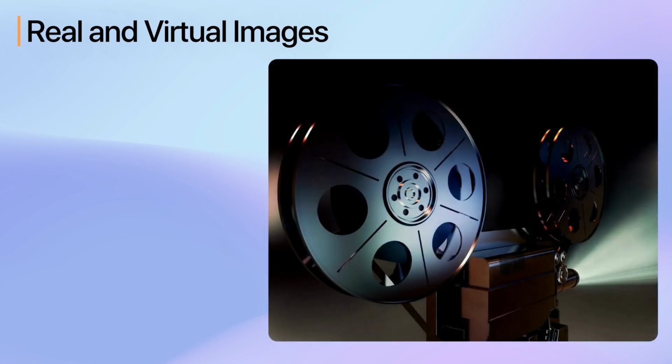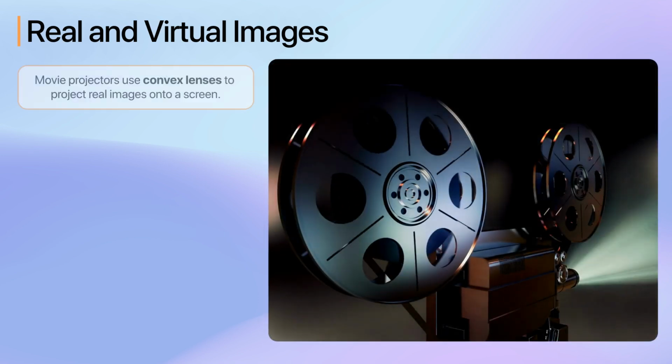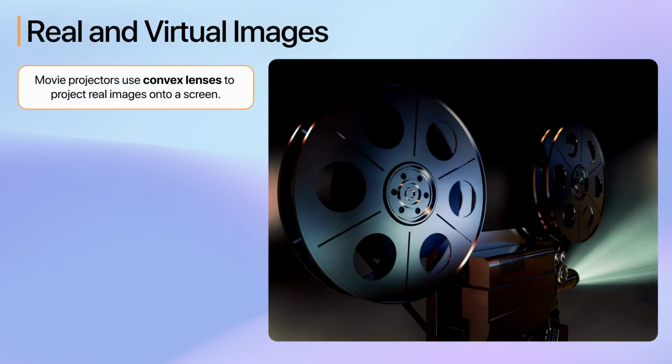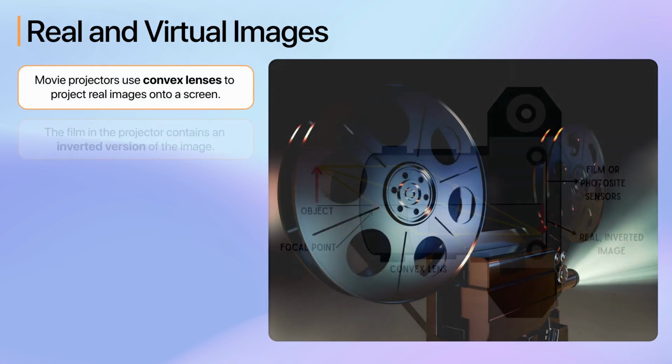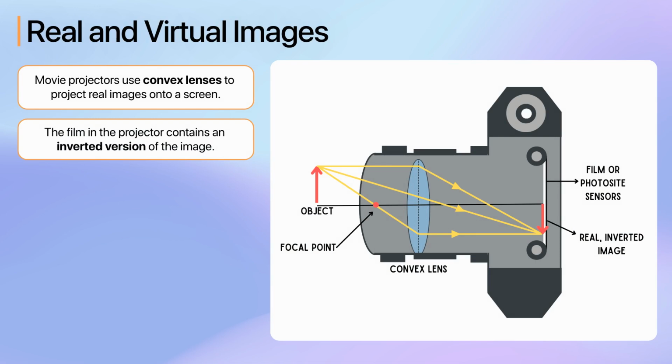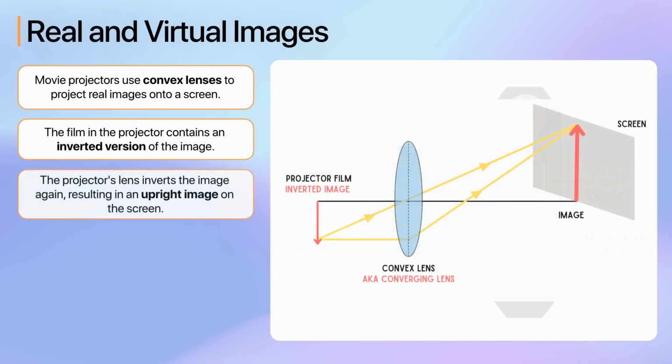Let's bring this to light with an example. Movie projectors. Movie projectors use convex lenses to project real images onto a screen. The film in the projector contains an inverted version of the image. The projector's lens inverts the image again, resulting in an upright image on the screen. This double inversion allows us to see the image correctly.